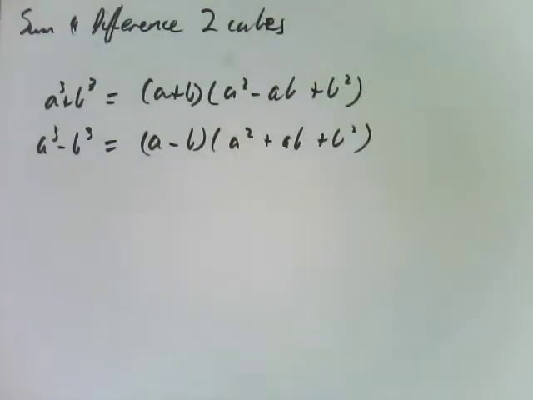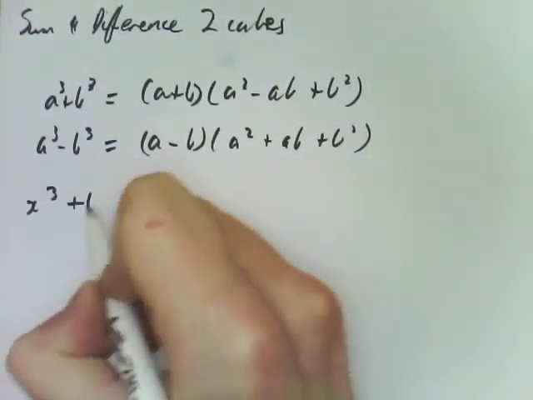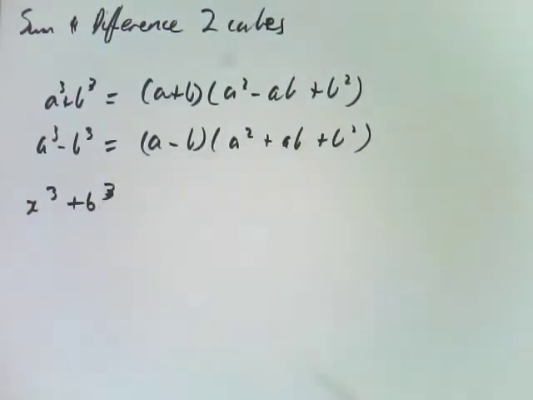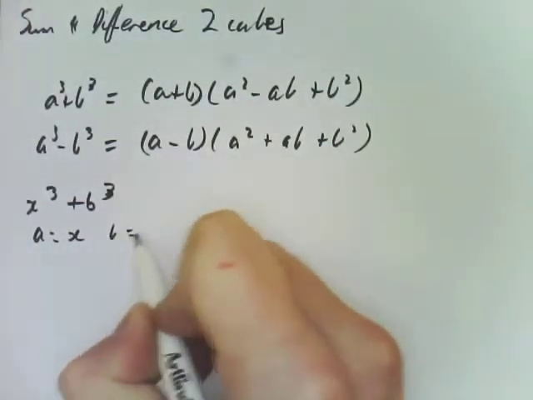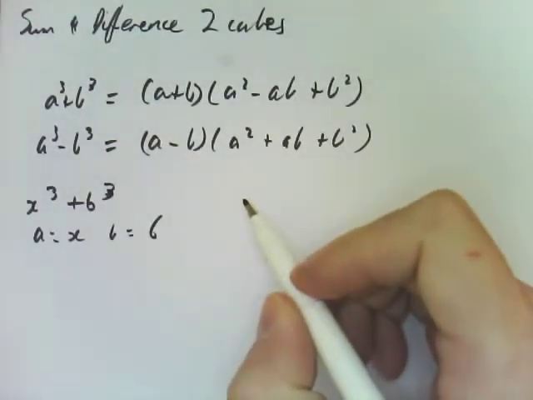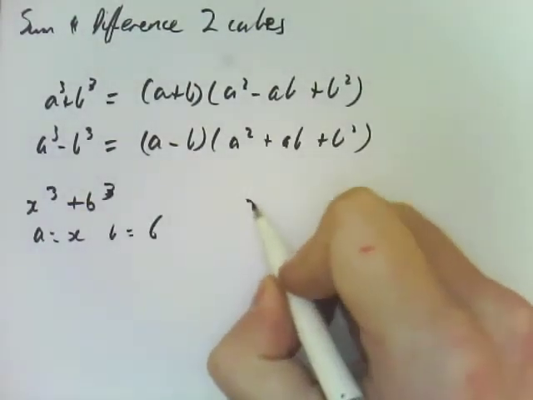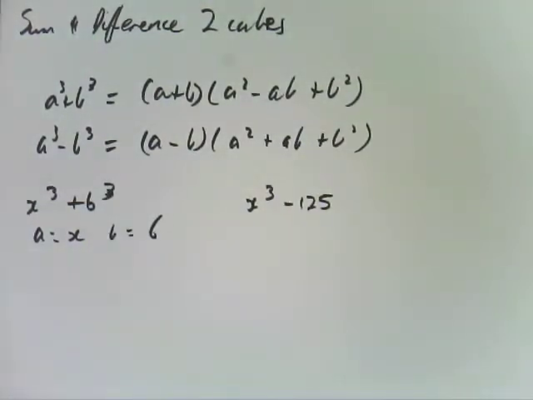So for example, if we do question 1a, x cubed plus 6 cubed, it's pretty obvious what A and B are. A is x, B is 6. Pretty straightforward, agreed? So let's just write A equals x, B equals 6. What about question 2a, let's start with that one, x cubed minus 125. What's A? X. A is x again, yep.